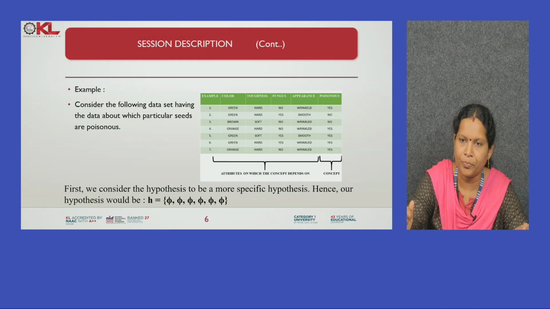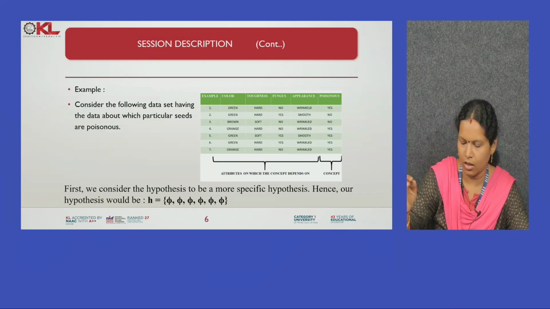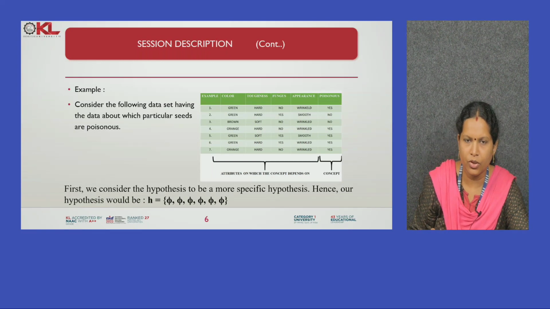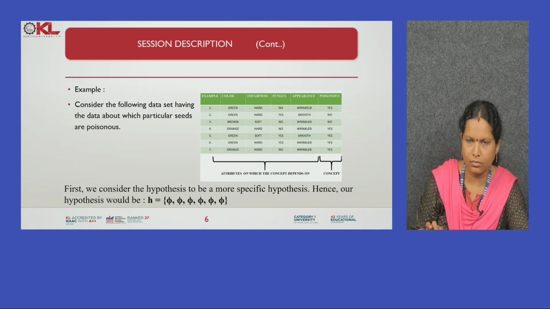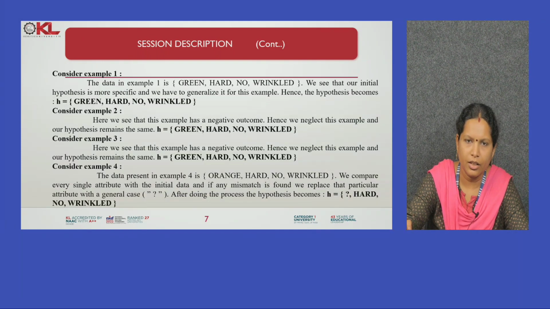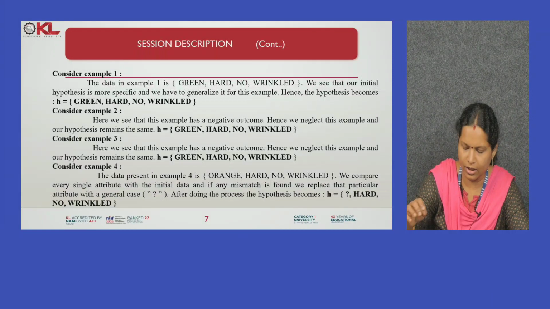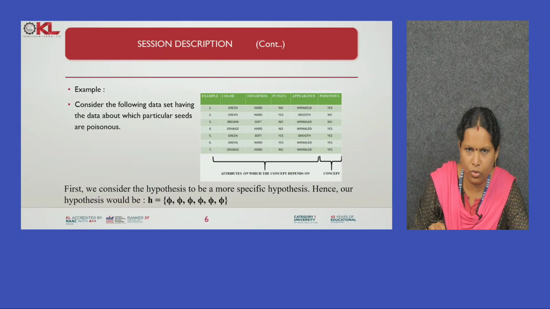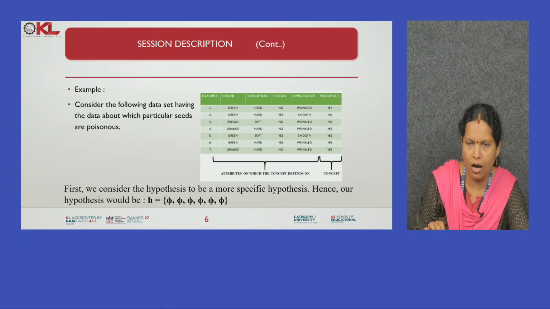What is the symbol of the specific hypothesis? It is pi, and the general hypothesis will be the question mark. So consider example 1: green, hard, no, wrinkled. So here we have the attributes green, hard, no, wrinkled. The outcome of this example is yes, which means a positive example.